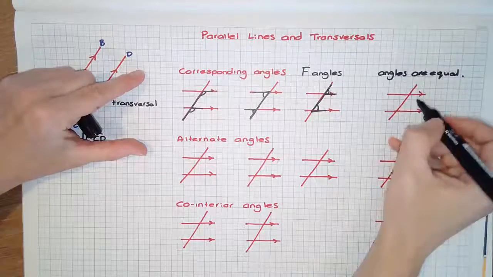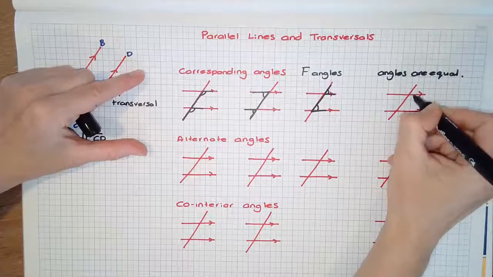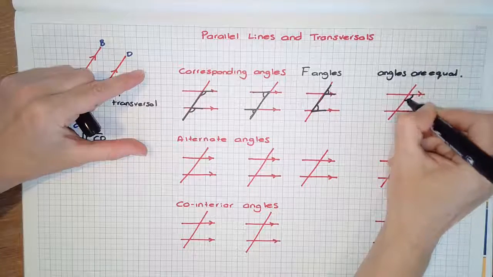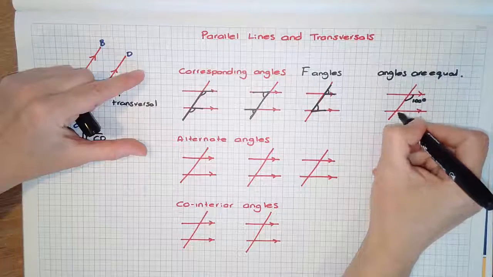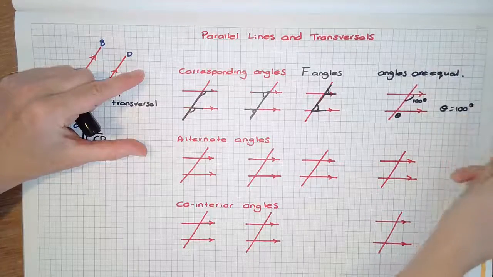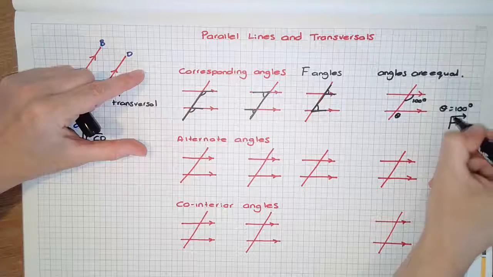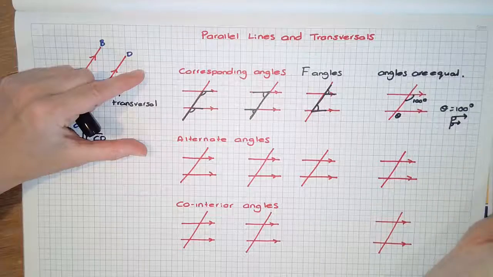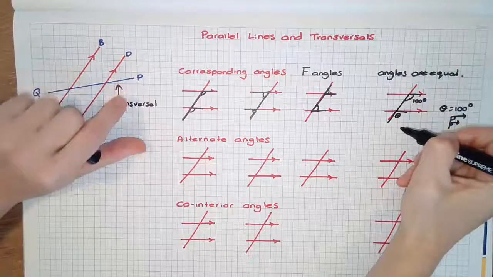For example, we have two parallel lines indicated. If this angle here is 100 degrees, then the corresponding angle here, theta, is also 100 degrees because of the corresponding angle rule. I'm just going to draw a little symbol for the corresponding angle rule. You can draw an F around the two angles.